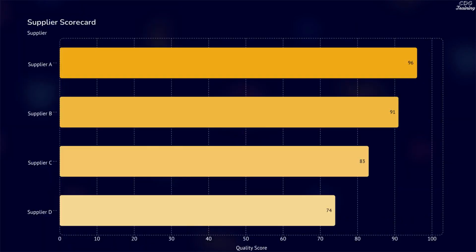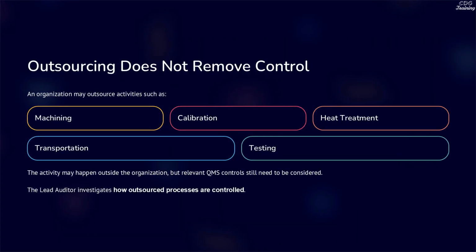Supplier scorecards provide a quick view of quality performance. Compare scores to assess supplier reliability and quality. Outsourcing doesn't mean losing control. Activities like machining, calibration, heat treatment, transportation, and testing must still be controlled to ensure quality.